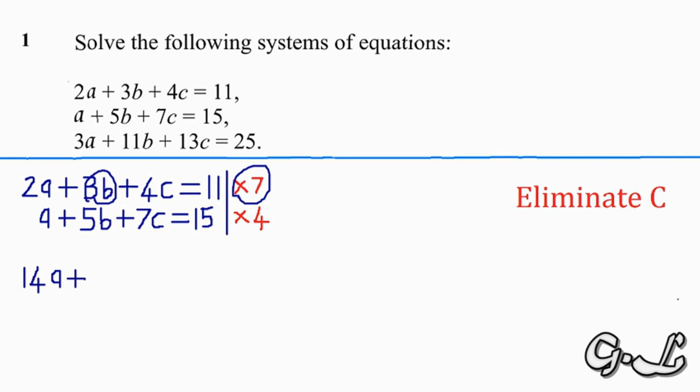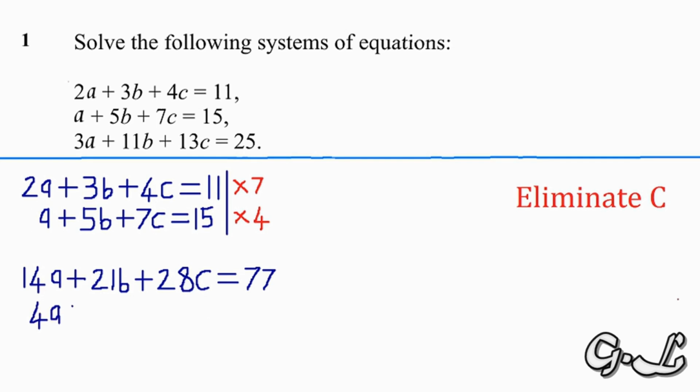And then again, you're going to consider the down part. You're going to consider the second equation that we have, which is a plus 5b plus 7c is equal to 15. We said that we're going to multiply each term by 4 in that second equation. So that is what we're going to do. We're going to start with a times 4. It will give you 4a. And then 5b times 4 will give you 20b. Again, 7c times 4 will give you 28c. And then 15 times 4 will give you 60.